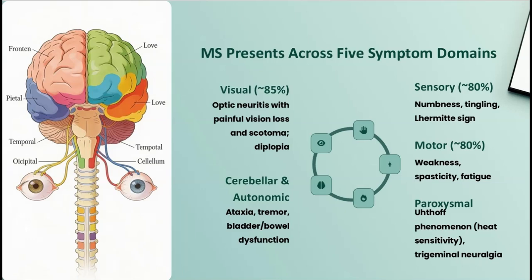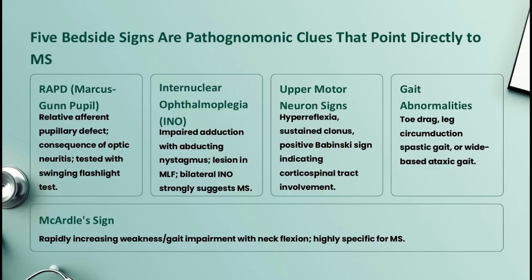Trigeminal neuralgia in a young patient should also raise suspicion for MS. Cerebellar involvement may produce ataxia, intention tremor, nystagmus, and scanning speech. And autonomic dysfunction is common, especially bladder urgency, frequency, bowel dysfunction, and sexual dysfunction. The key exam principle is this: symptom patterns reflect lesion location. Now let's move to bedside examination.